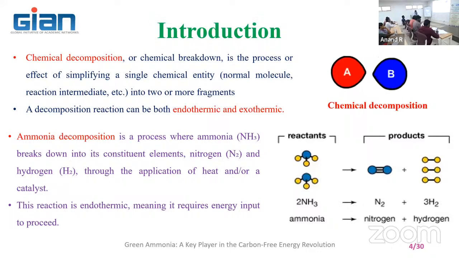Ammonia decomposition is a process where ammonia breaks down into its constituent elements, nitrogen and hydrogen, through the application of heat and by using a catalyst. So it is an endothermic process, and you need to provide the heat. Heat addition may be through thermal mode, microwave mode, plasma mode, or radio frequency mode, any kind of mode, but you need the required temperature to break down the ammonia into nitrogen and hydrogen. This reaction is endothermic, meaning it requires energy input.